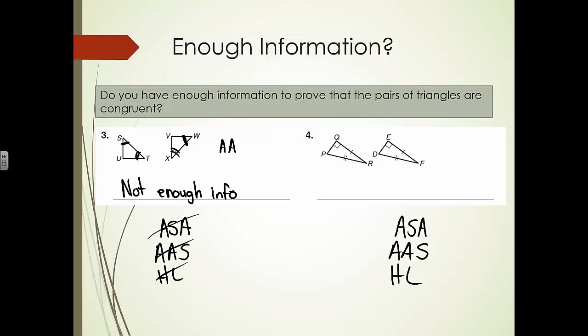For this next example, I see a right angle, so hypotenuse leg is a possibility, but let's check and make sure we have the leg and the hypotenuse. So QR is a leg, EF is a leg, they are congruent. PR is hypotenuse, DF is hypotenuse, they are congruent. Hypotenuse leg of right triangles are congruent, so therefore those two triangles are congruent by hypotenuse leg theorem.